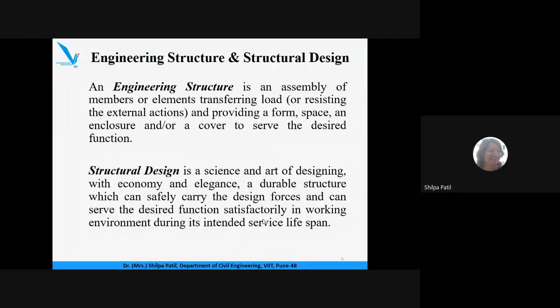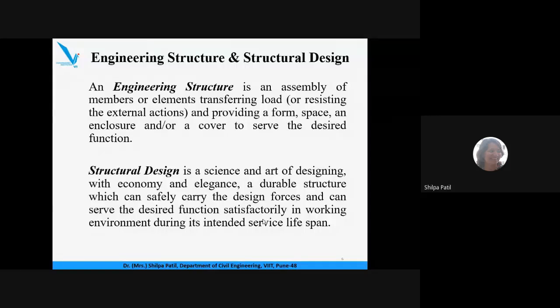And what is the other main function of the structure? Why are we erecting a structure? There is a certain function for every specific structure. It is actually providing us a covered space which can serve the desired functions. If you are erecting a residential building, the rooms should be utilized for the designed function, or an entire college building, or a school building, or offices, whatever function we are expecting from that particular structure, that desired function should be properly served by that structure. So this is how we define the engineering structure.